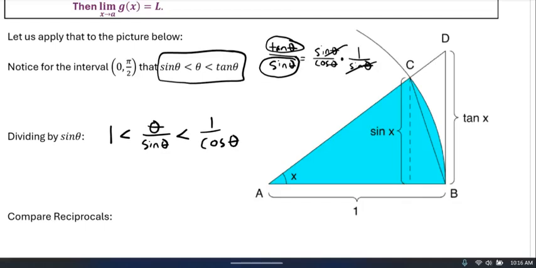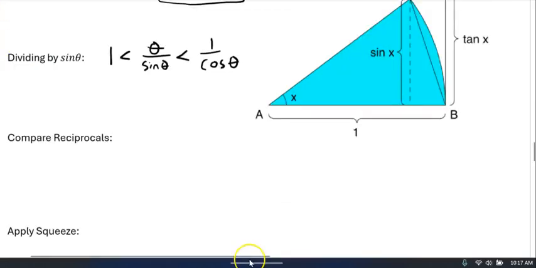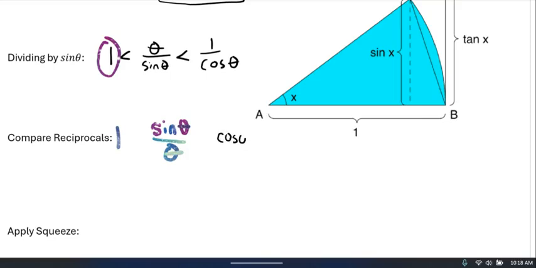All right, so if you compare the reciprocals, let's see what happens. You need to know a little something about comparing reciprocals, but maybe this will make sense. The reciprocal of 1 is just 1. The reciprocal of theta over sine theta is sine theta over theta. And the reciprocal of 1 over cosine theta will just be cosine theta over 1. When you compare reciprocals, taking the reciprocal of each one changes the direction of the inequality.